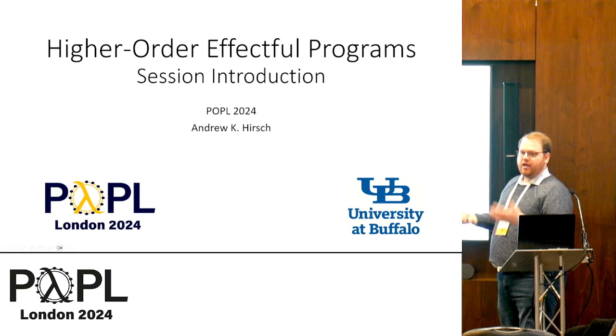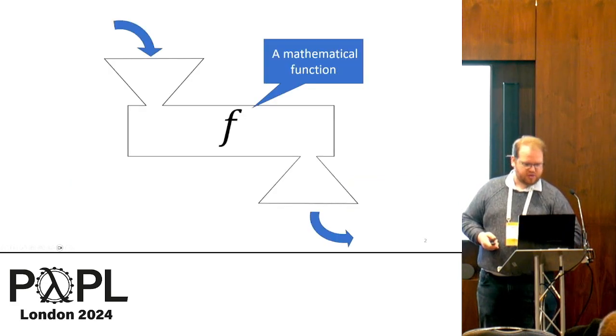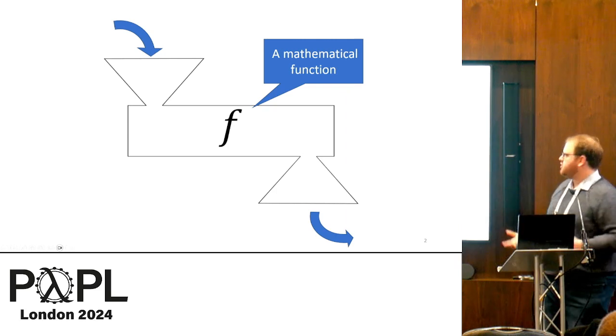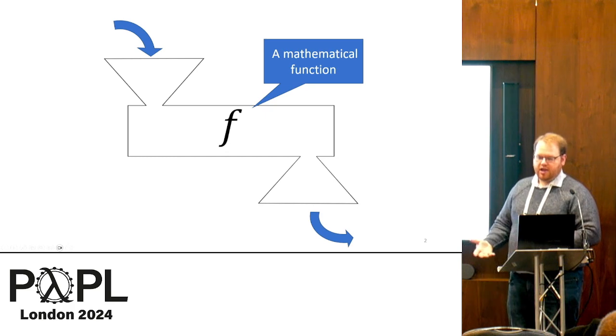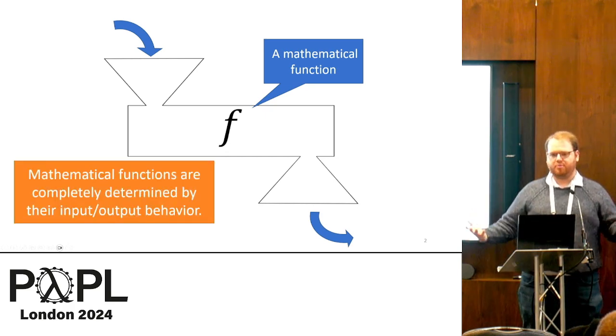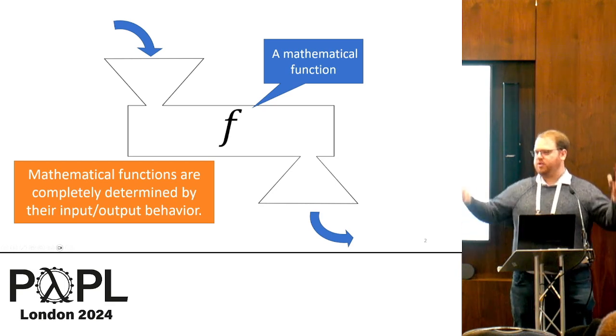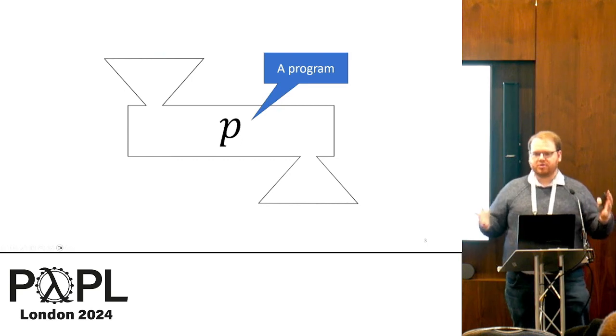So we're probably used to seeing mathematical functions described as machines that take in input and produce output. And mathematical functions are just completely determined by this input-output behavior. You give an input, you get an output, that's what the function is, there's nothing more. But programs are a little bit different.